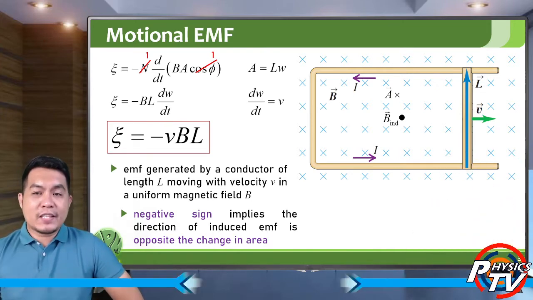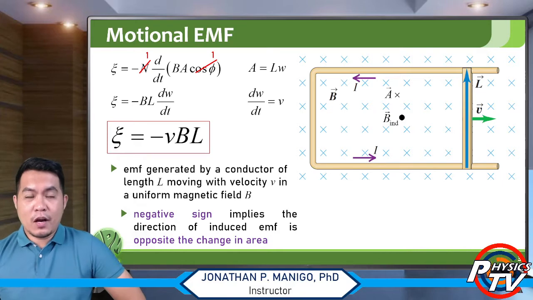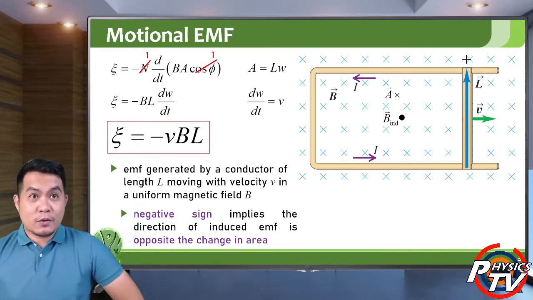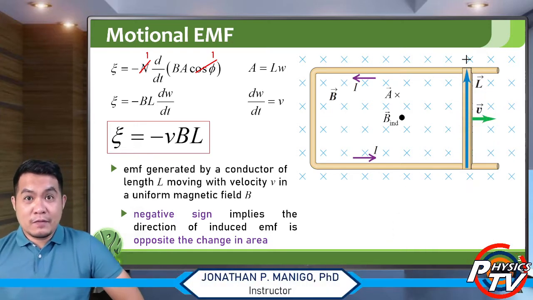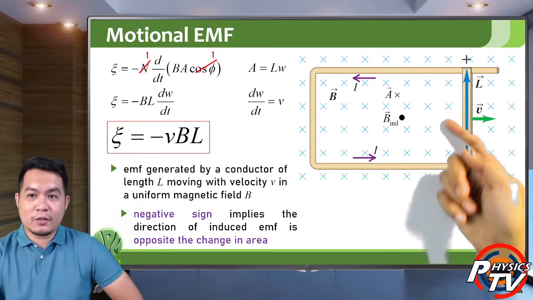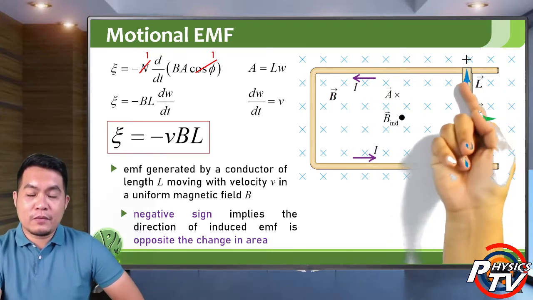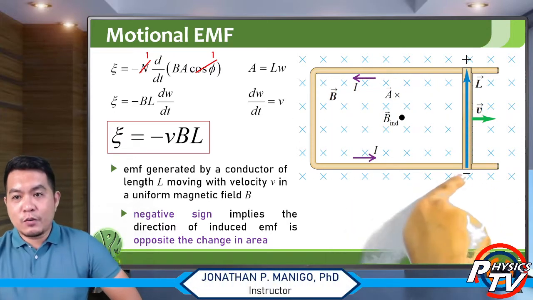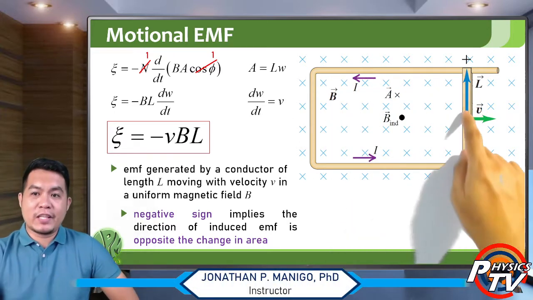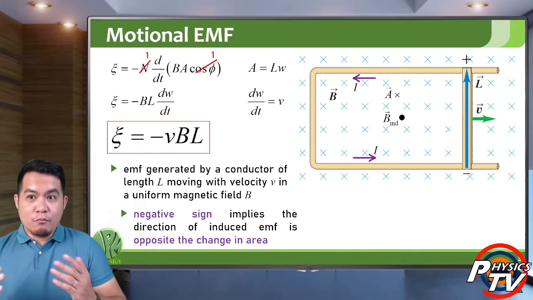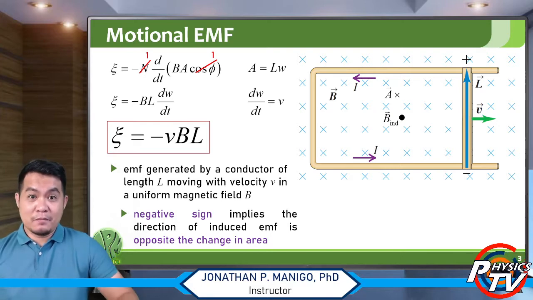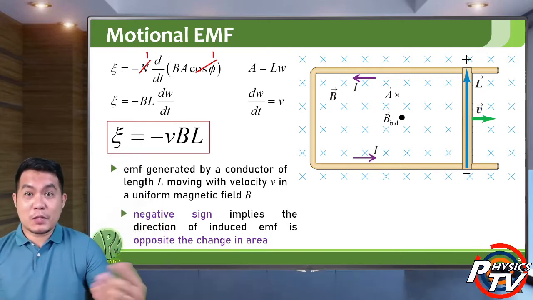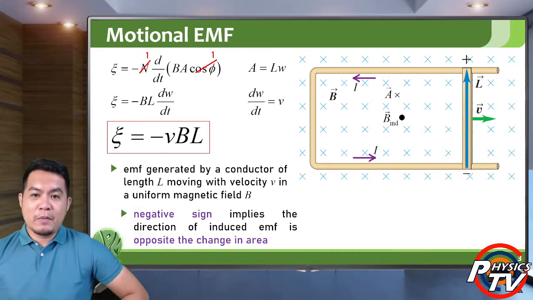So what happens now to our rod here? Our rod is actually becoming a source of EMF. The upper end of the rod becomes a positive terminal, and the lower end of the rod in this case becomes a negative terminal. Take note, the induced current flows out from the positive terminal of a battery and goes into the negative terminal of a battery. So basically, a rod moving through a uniform magnetic field B will become a source of EMF. The rod here becomes a battery.